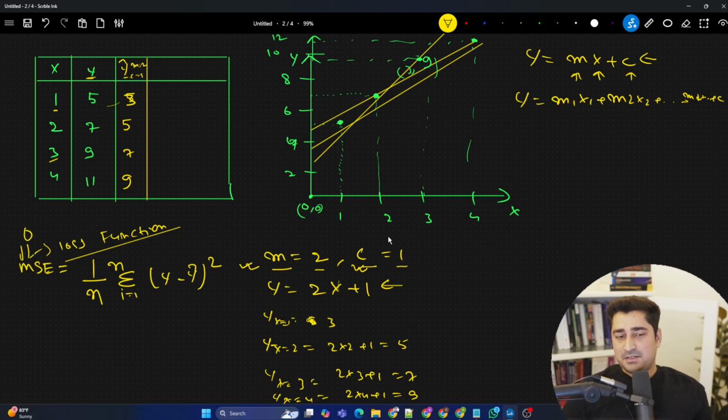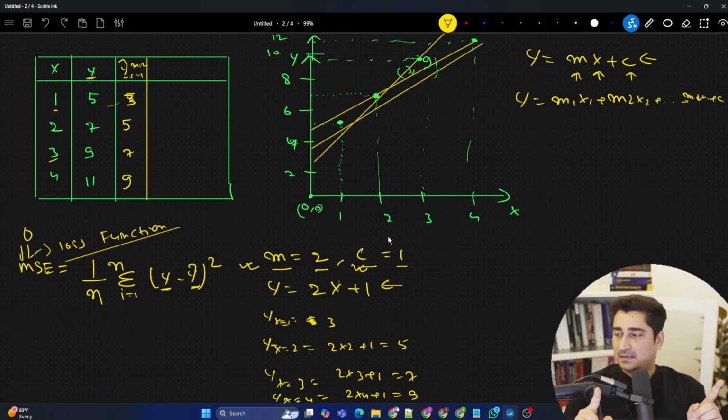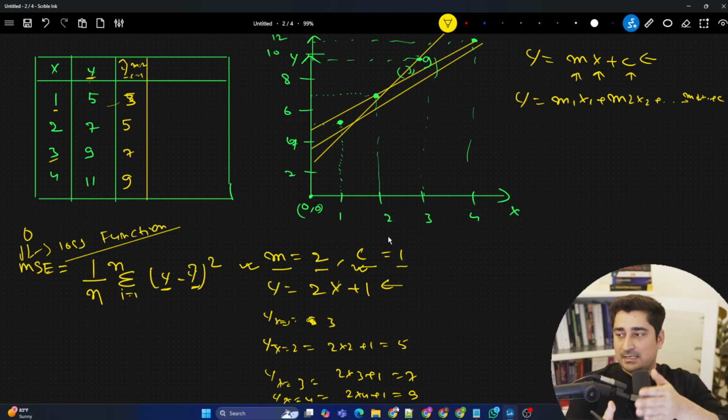Because there will be no difference between y and y hat. If I'm able to find the perfect value of M and C, then y and y hat will be the same, and if y and y hat are the same, my loss is going to be absolute 0. Agree, everyone? Yes? Okay. Now this is the level that we have to achieve.